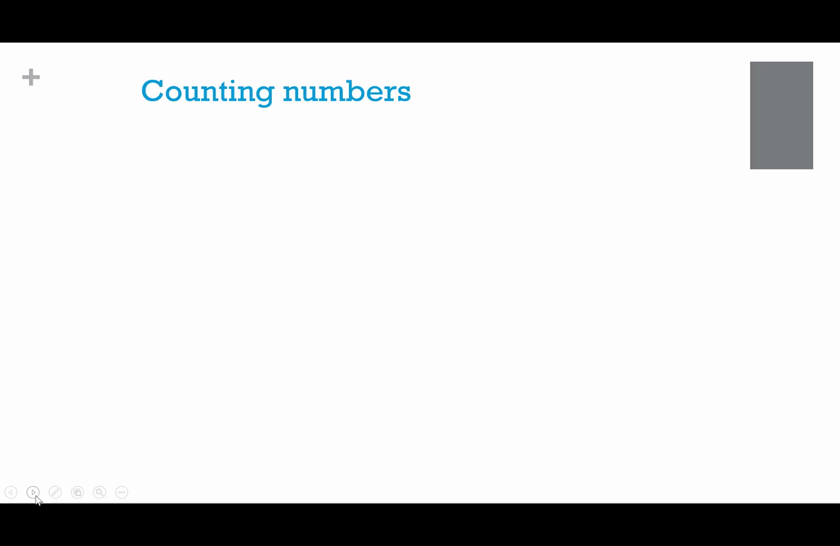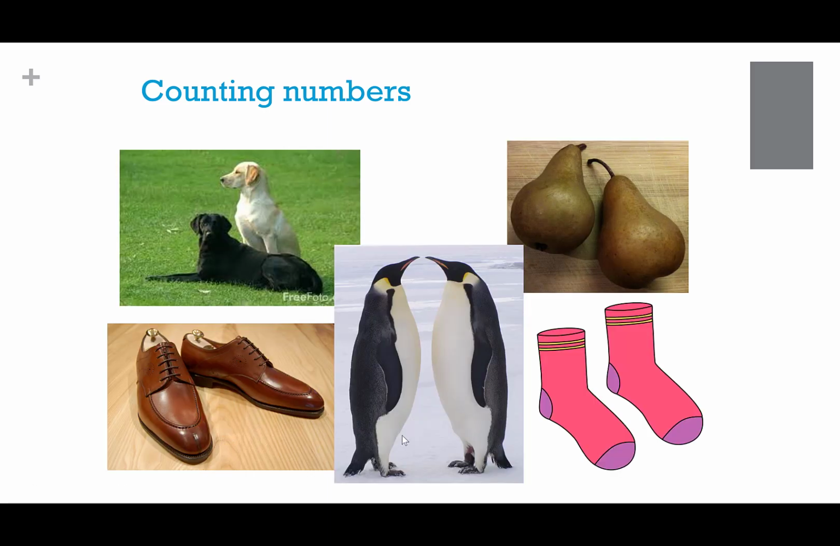So counting numbers. If I say I have a pair of dogs, how many dogs do you picture? If I say I have a pair of pears, how many pears do you picture? If I say I have a pair of penguins, how many penguins do you picture? Well, yeah, you're probably going to picture two, right? So the word pair is a counting number, and pair is the same thing as two. We can use that word to count anything we want to count.